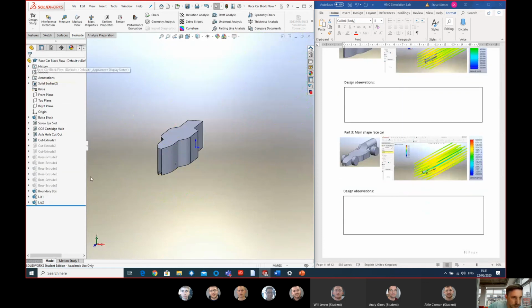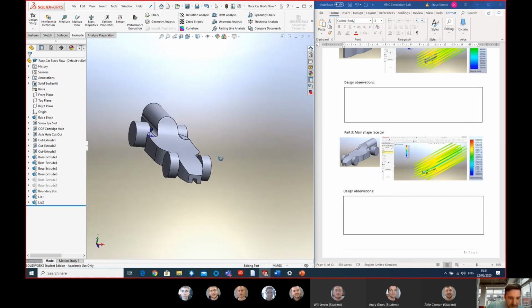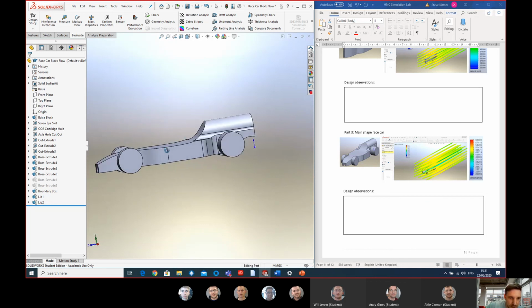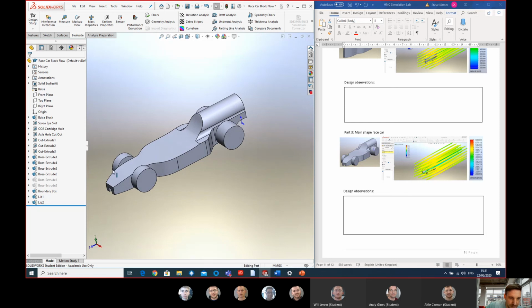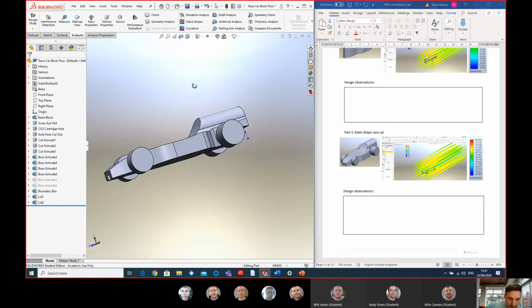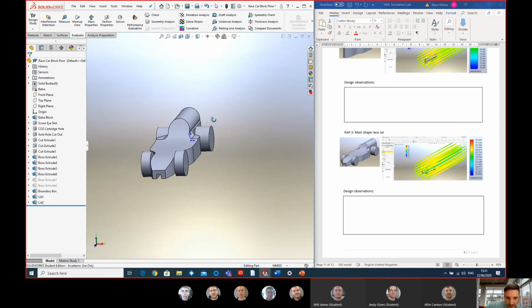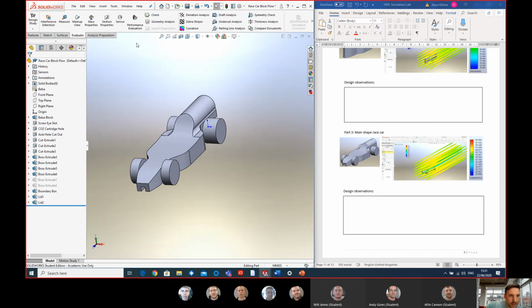Okay, so let's go back again. Let's add in all of the features. Actually, I'm not going to add in quite all of them. There we go. So I've put some wheels on now, and obviously the bit across the top's been cut. There's a little bit of curvature in here. Let's run it again.